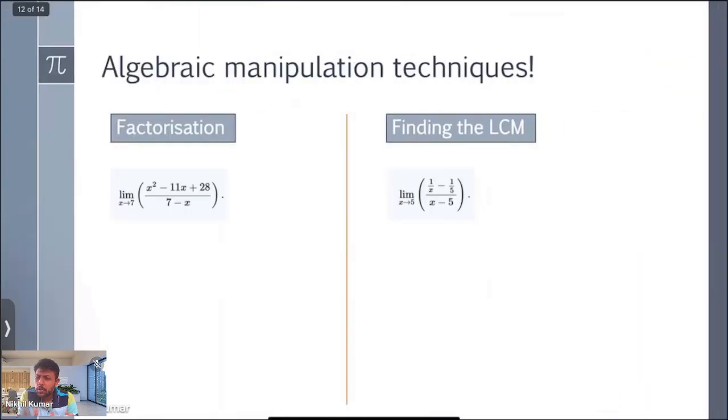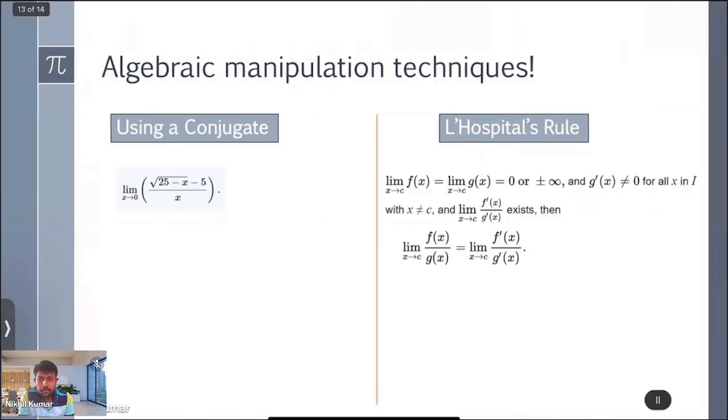But just to give you a glimpse, there are certain manipulation techniques like factorization, you find the LCM, then you use the conjugate of a function, and then there is L'Hopital rule. All these things we're going to do in the next session. For today, I think we've covered quite a bit.